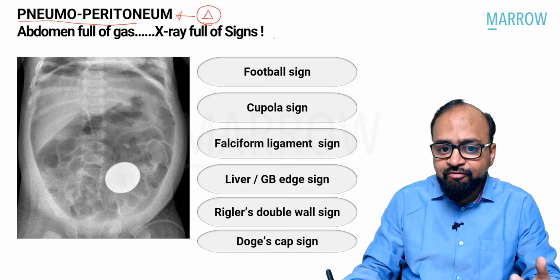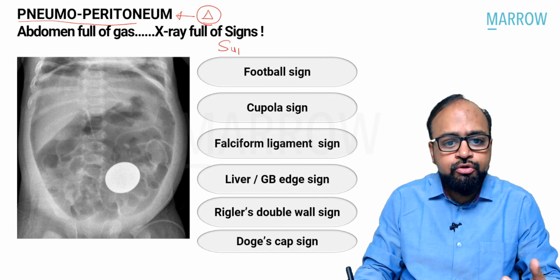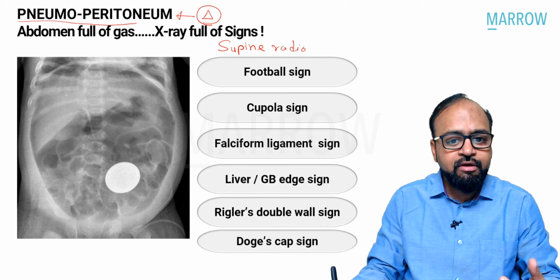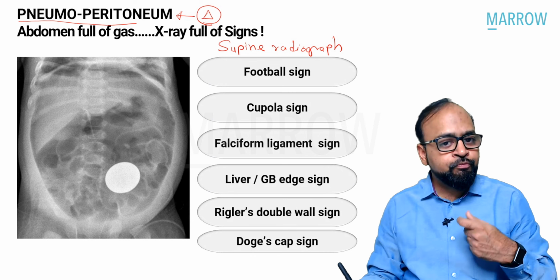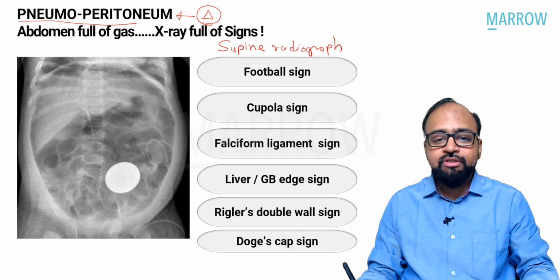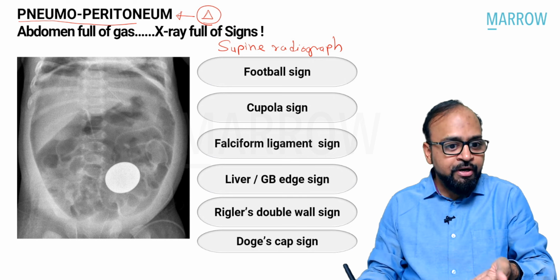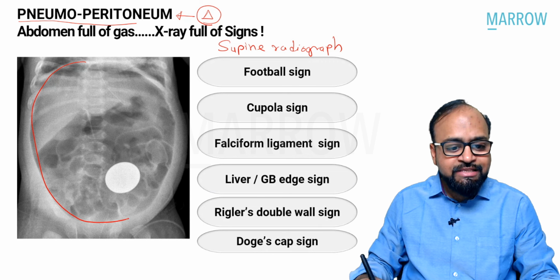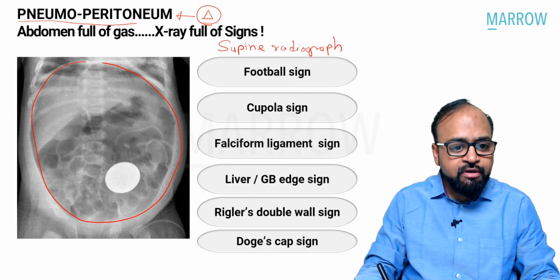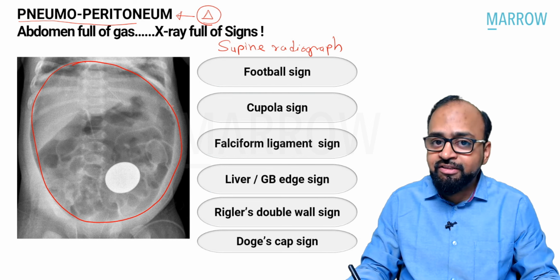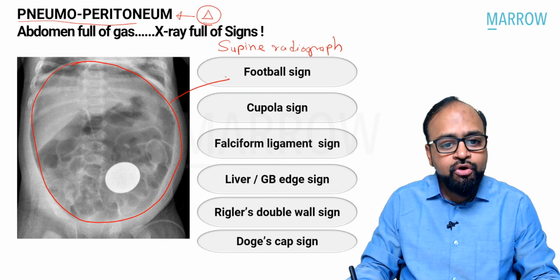All these signs have been described on supine abdominal radiograph or supine abdominal X-rays. What are these signs? Let us look at a few important ones. When there's a lot of free air in the peritoneal cavity in the abdomen, and in the supine position, the air rises up to the non-dependent part and collects as a huge oval lucency over the central abdomen.